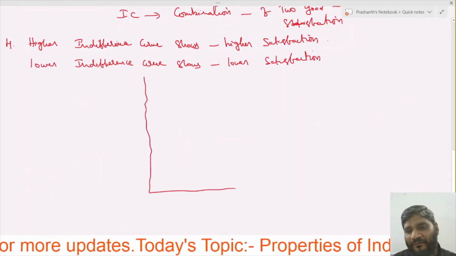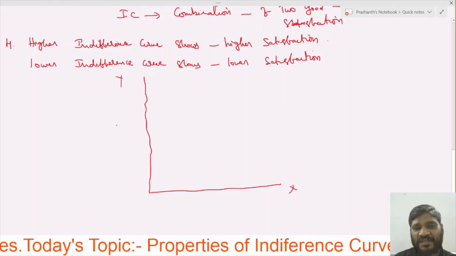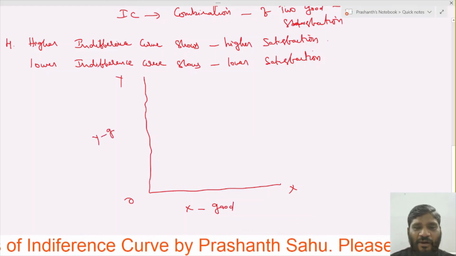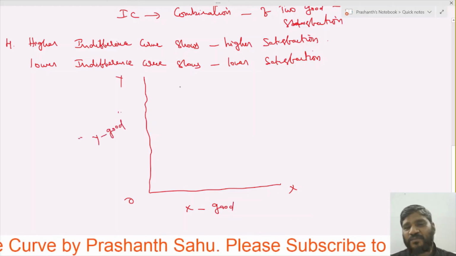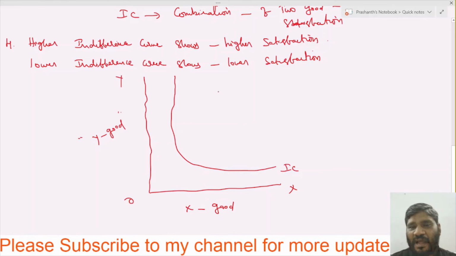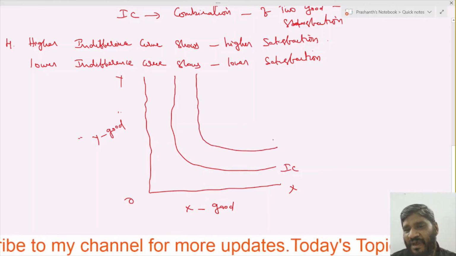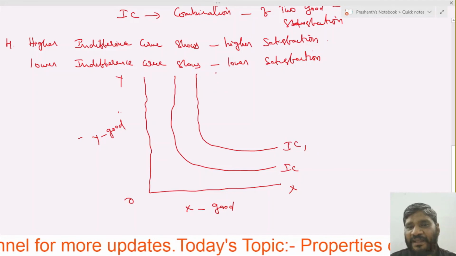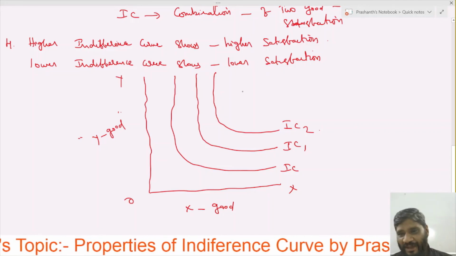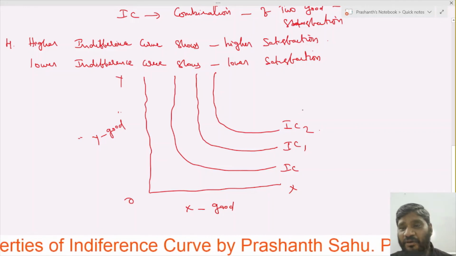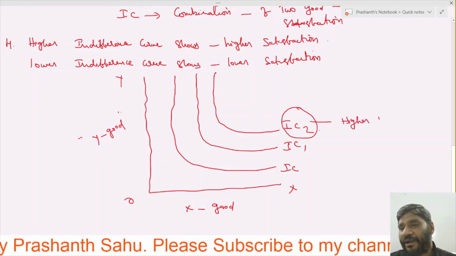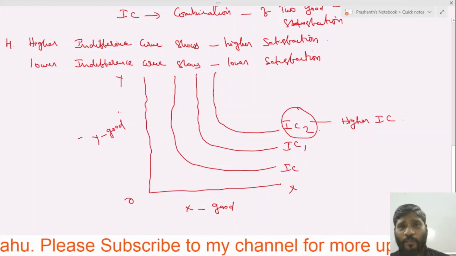Here I have taken one small graph, with the x-axis as well as the y-axis. On the x-axis we have the X good, and on the y-axis we have the Y good. So let us draw some indifference curves for the various combinations. This is one indifference curve, and this is another indifference curve, IC1, and here this is another indifference curve, IC2. So what is the higher indifference curve? IC2 is the higher indifference curve. Yes or no? It is the topmost.